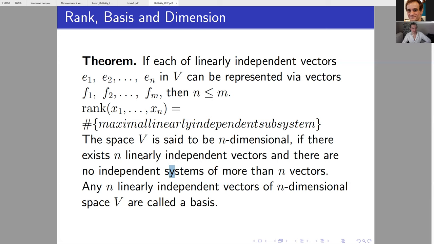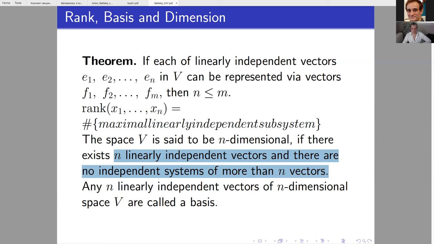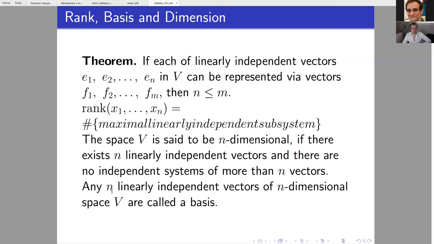And dimension. There are two possibilities. For any number n, we can find a linearly independent system. Then the space is said to be infinite dimensional. And the other option is that we can find n linearly independent vectors, and any larger number of vectors are linearly dependent. In this case, N is the dimension of the space V. And the last definition: any N linearly independent vectors of an n-dimensional space are called a basis of this space.